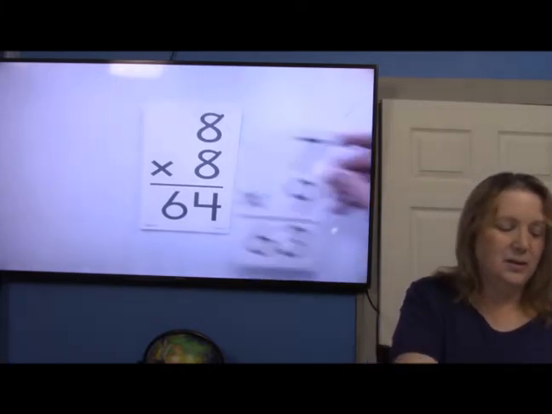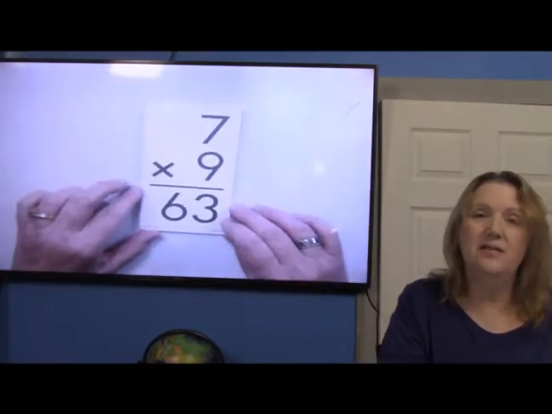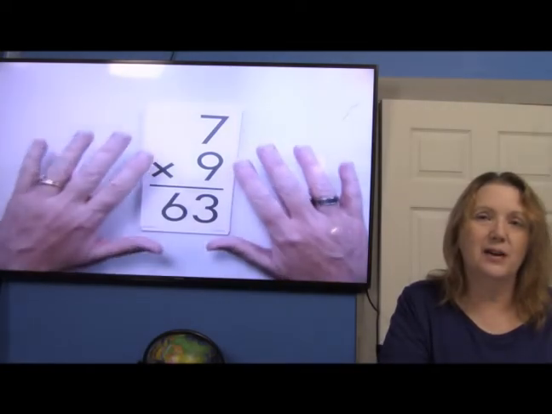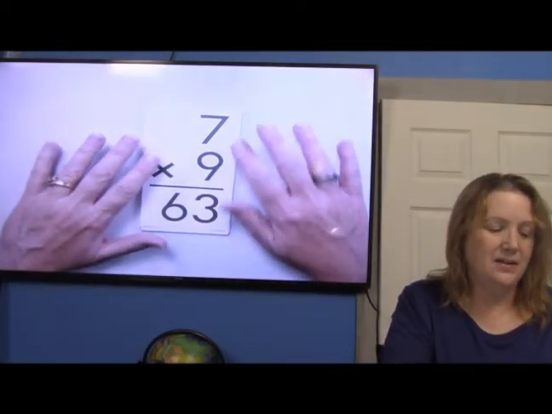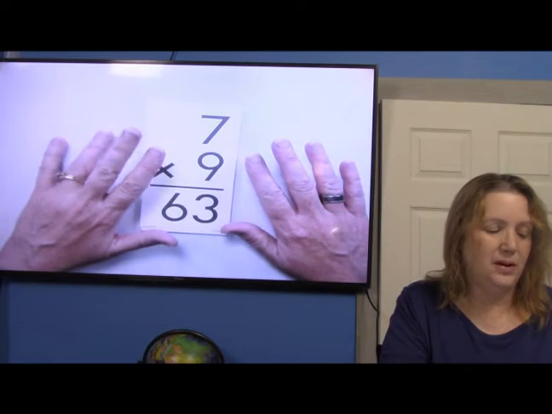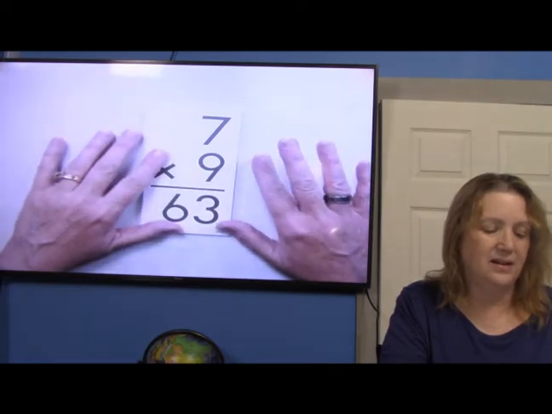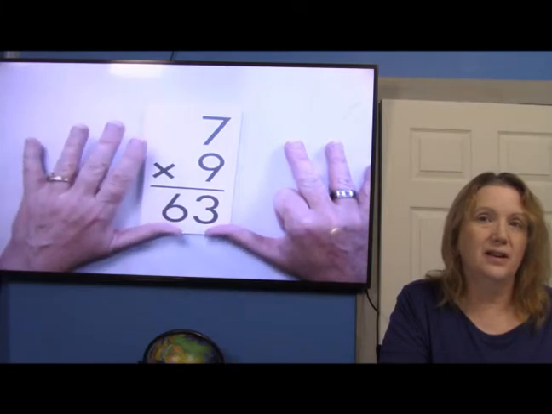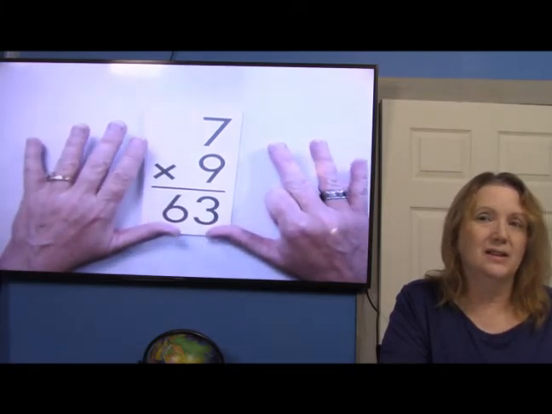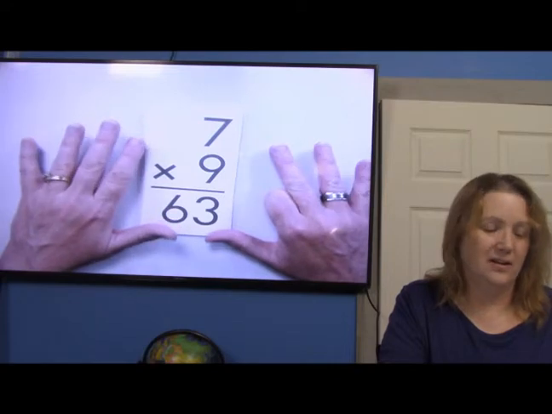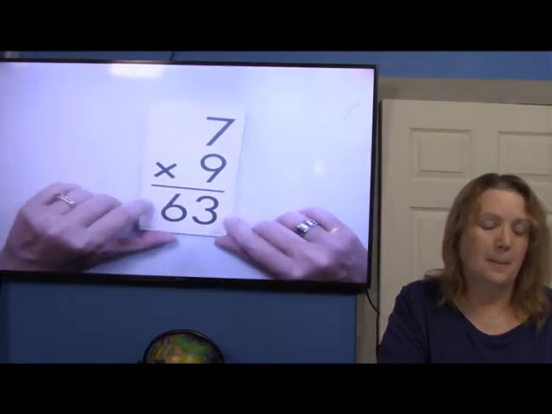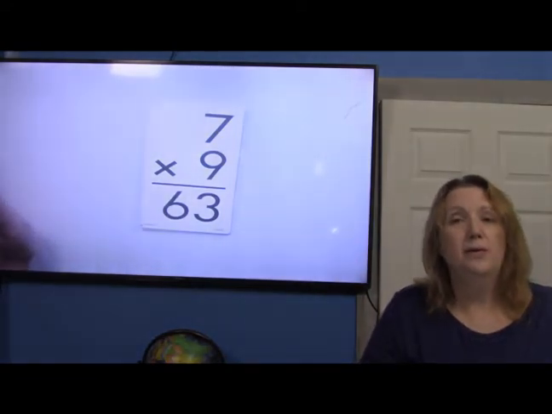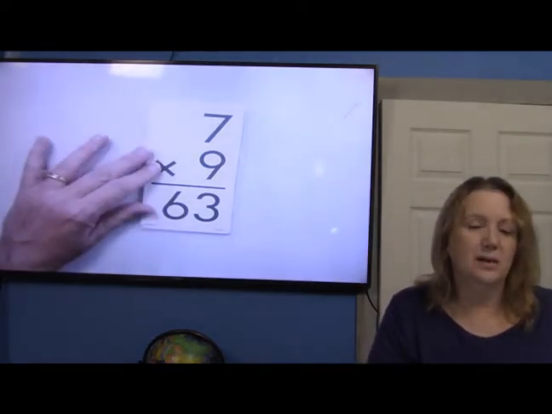Next one is another one times 9. So 7 times 9 is 63. Let's see if that works with our hand trick. So we got 7 times 9. 1, 2, 3, 4, 5, 6, 7. So I put my 7th finger down. Now I have 6 here and 3 here. So that's my 63. Again, that's fun to do, but we want to make sure that we study these until we know them.